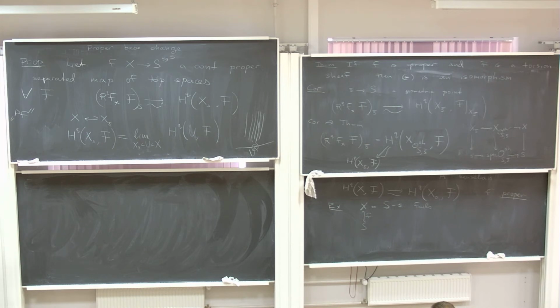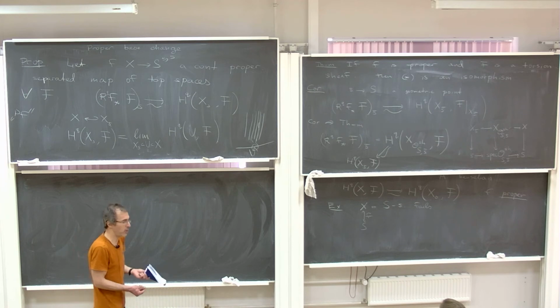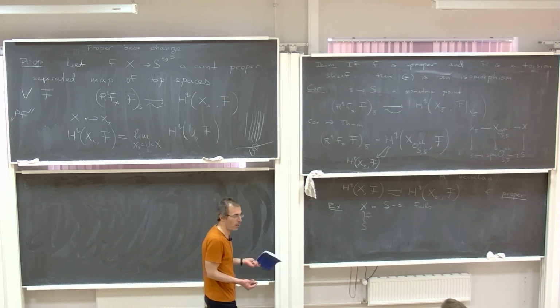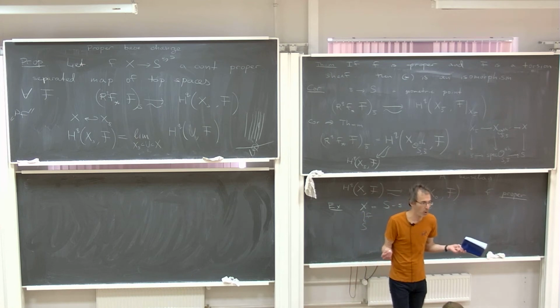Okay, so let's start proving this. Maybe before I give a proof, let me show you the simplest application of this proper base change theorem. I told you that so far we don't know how to compute cohomology groups of even the simplest two-dimensional varieties, like P^2 or P^1 times P^1.